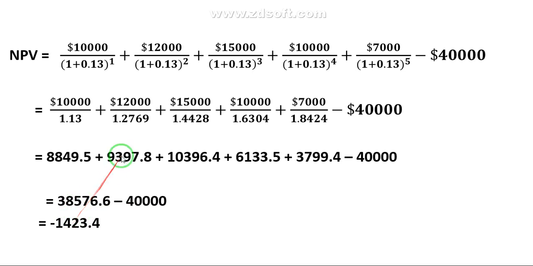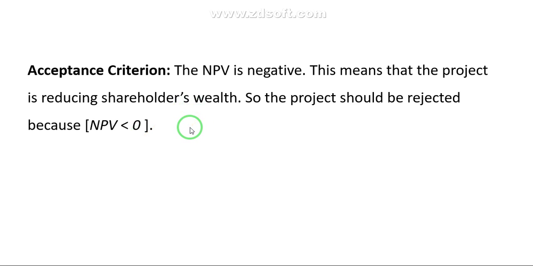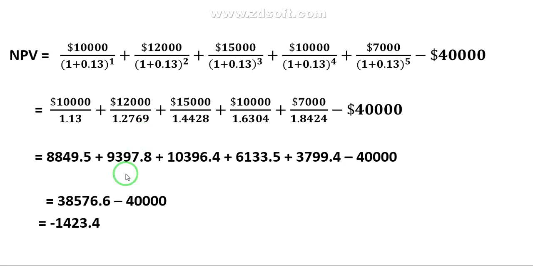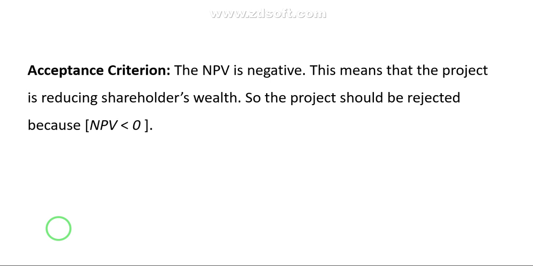So that's why this project is going to be rejected, because the acceptance criteria for the NPV is that when the NPV is positive, meaning more than 0, that project is going to be accepted. If the NPV is less than 0, that project is going to be rejected. So here our value is negative, so that project is going to be rejected.